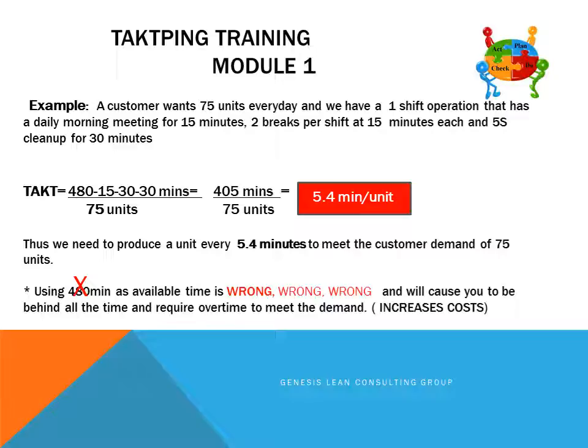Now, many times people use 480 minutes because that's the normal 8 hours in a shift. I cannot emphasize how wrong that is, because you will always be behind, and it will require you to work overtime because you have not accounted for your delays. And again, when you work overtime, that's an increase in cost. So please make sure you account for your normal non-production work activities that you know you have on a daily basis when you are calculating your TAKT time.